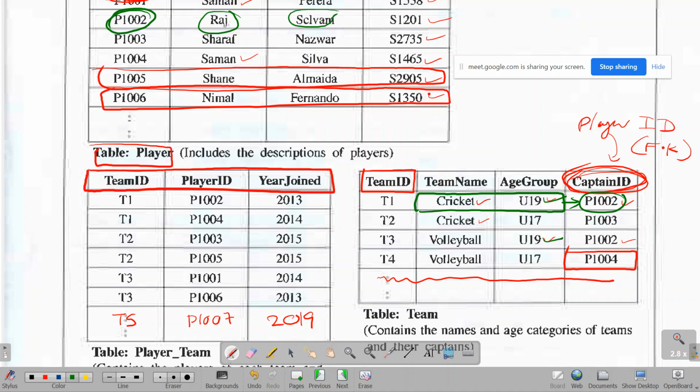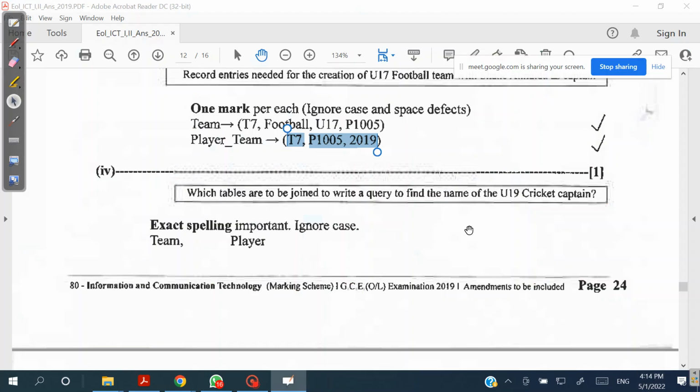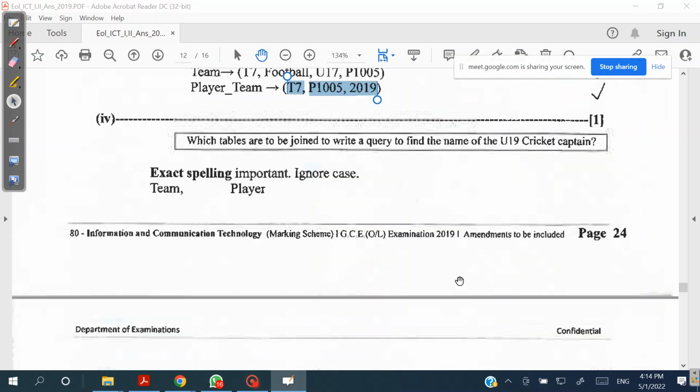Yes, Raj Selvam is his name. So the question is, what are the tables that you need to refer to write this query? They are going to check the name of the under 19 cricket captain. So we need 2 tables, right? It's the team table as well as the player table, right? So 2 marks for that.